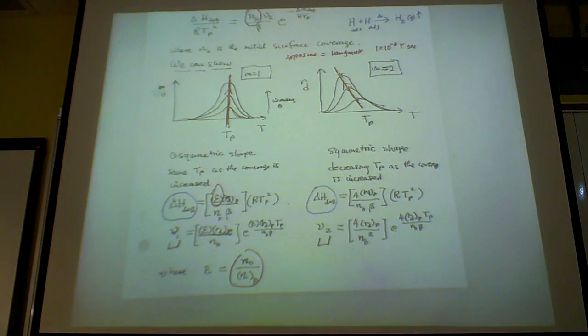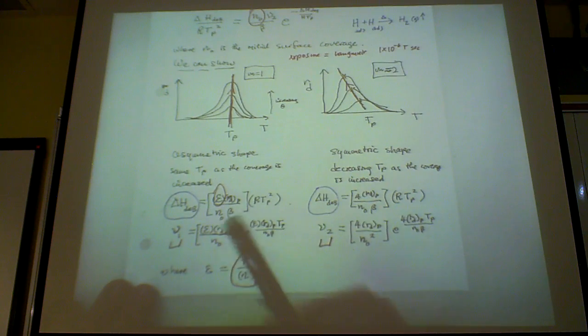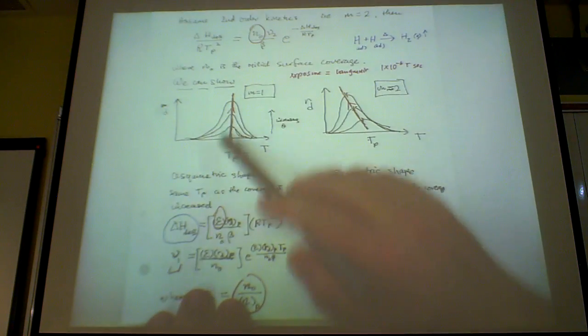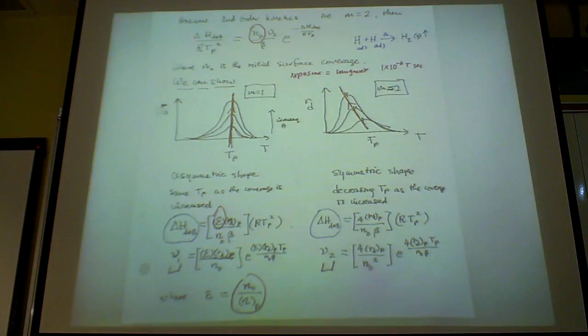But the upshot of all that is that I just want you to recognize the shape when you are looking at the desorption rate, and then remember it may be possible to deduce the enthalpy change, or the activation energy of the desorption. So that's all I want to get out from this shape.